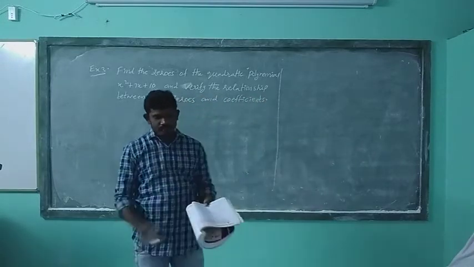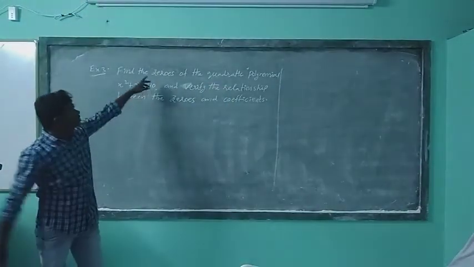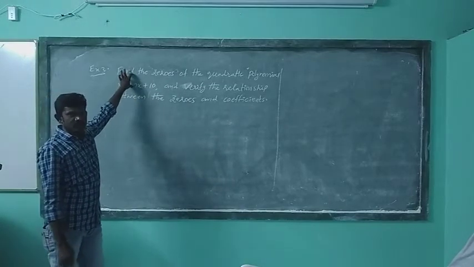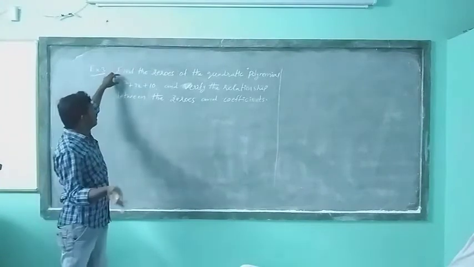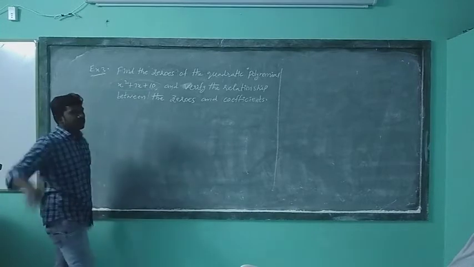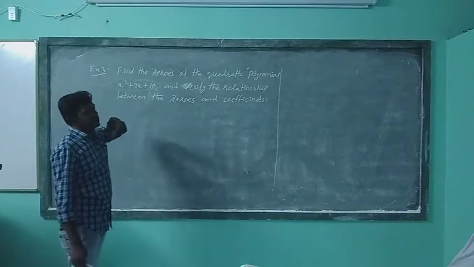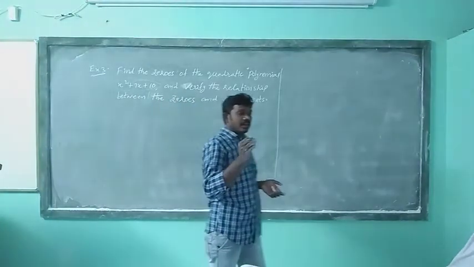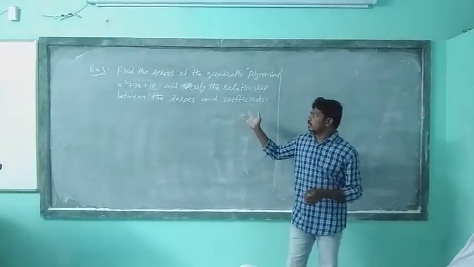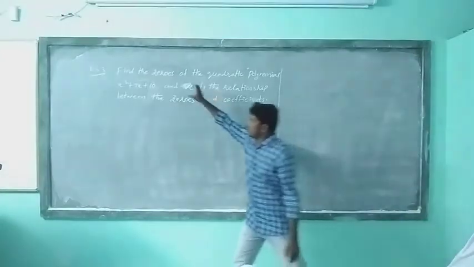Now here, find the zeros of the quadratic polynomial x square plus 7x plus 10. That is the given quadratic polynomial. First of all, find the zeros of the polynomial. Next, verify the relationship between the zeros and their coefficients, that is alpha plus beta equal to minus b by a and alpha into beta equal to c by a. That is the verification. First of all, find the zeros of the polynomial.